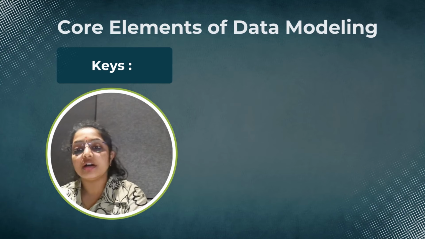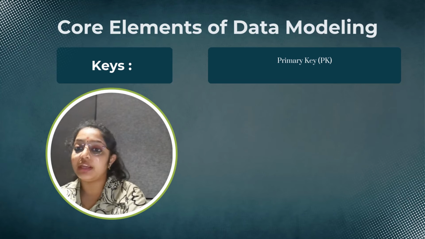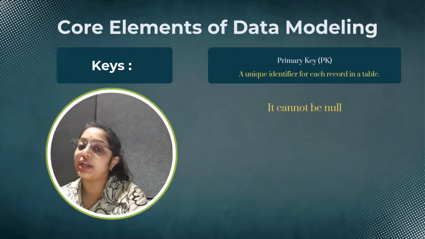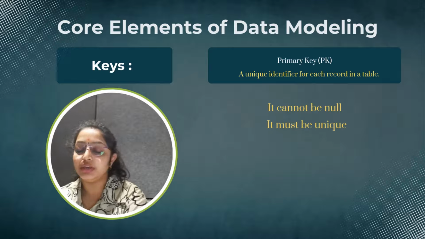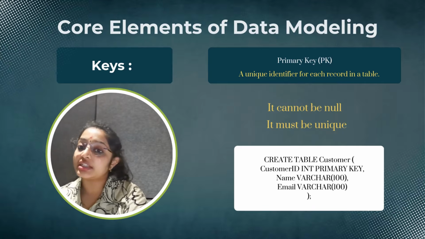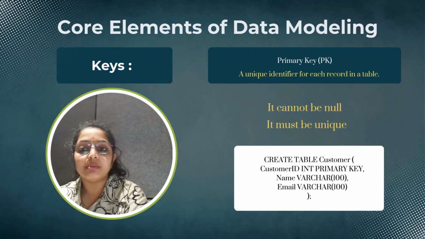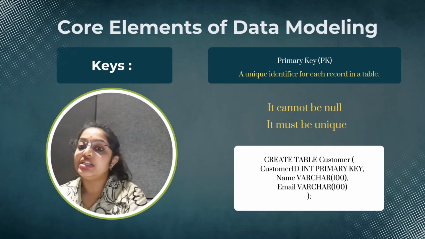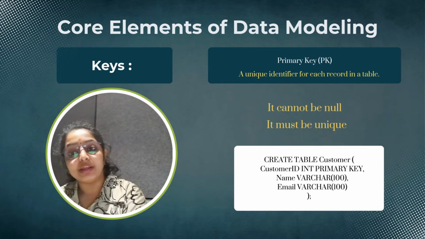Okay, the second core element is keys. So in this, we will discuss primary key. This primary key is a unique identifier for each record in a table, and the rule here is it cannot be null and it must be unique. For example, if I take a customer table, then customer ID cannot be duplicated because every customer will be having a unique customer ID, and it cannot be null as well. So this is how we identify which can be a primary key.